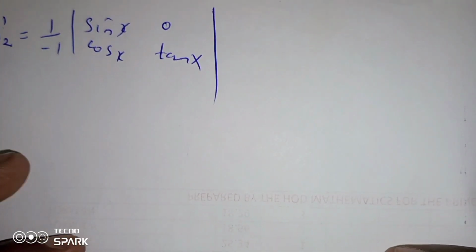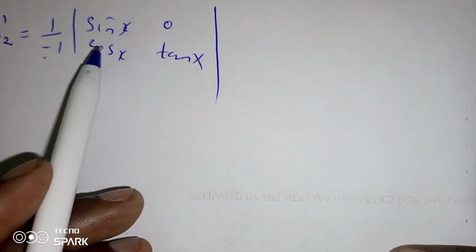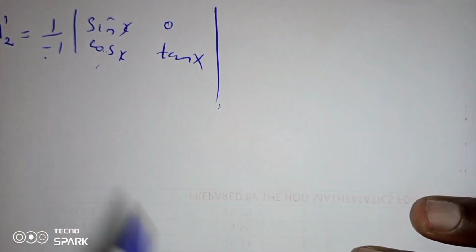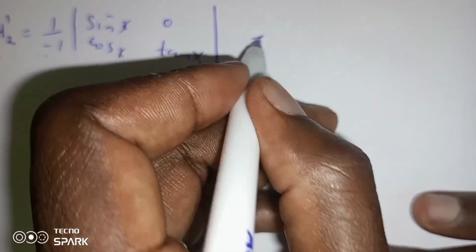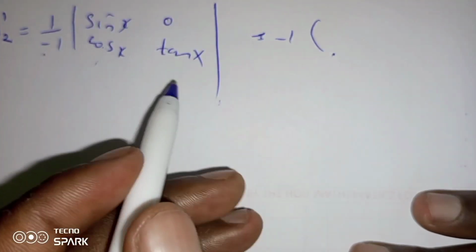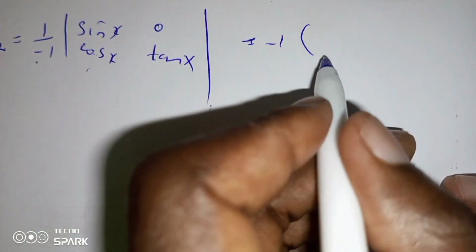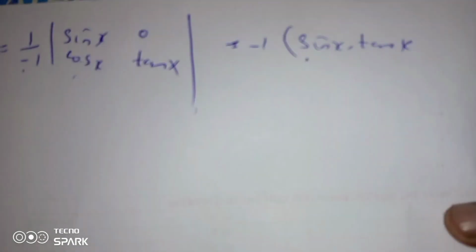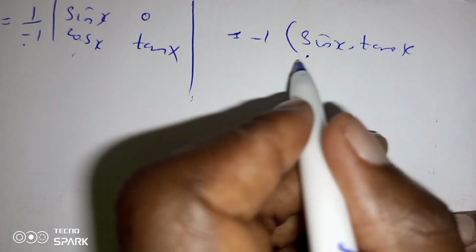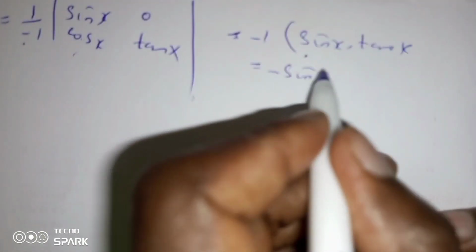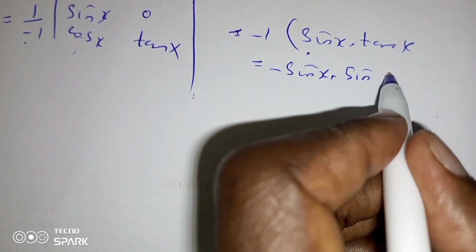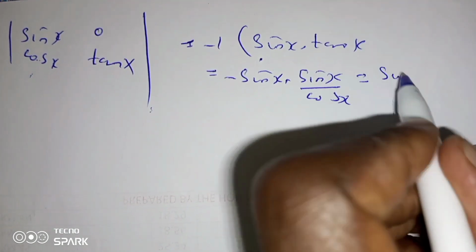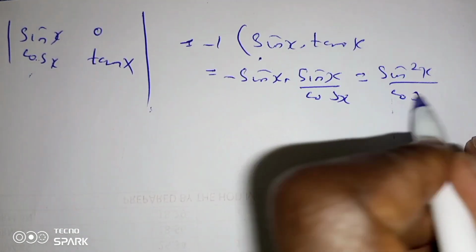u2 prime is equal to 1 over the Wronskian, that is the determinant of sine of x, cos of x, so this will give you negative 1 into bracket. When you multiply, this will give you sine x multiplied by tan x, which is equal to minus sine of x multiplied by sine of x over cos of x, which is equal to sine squared x over cos x.